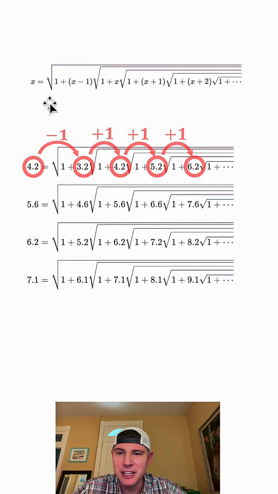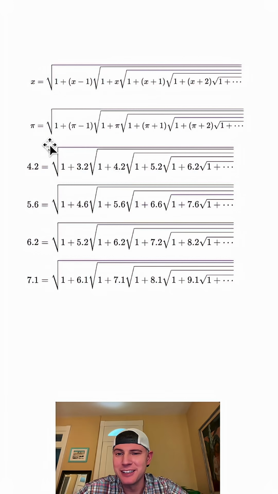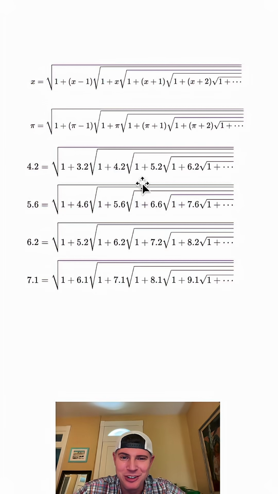Here it is in the general case. If you're ever starting with x, it's always 1 plus 1 less than that, times the square root of 1 plus 1 more than this one, times the square root of 1 plus 1 more than this one, times the square root of 1 plus 1 more than this one. So you can even do it for pi if you wanted. Pi is equal to the square root of 1 plus pi minus 1 times the square root of 1 plus pi times the square root of 1 plus pi plus 1 times the square root of, and so on.